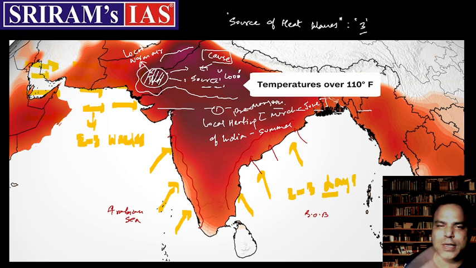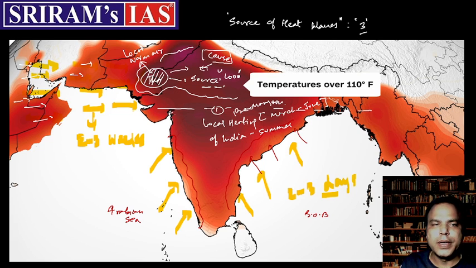This is one reason. The second reason is the temperature produced because of the incoming winds from the Arabian Peninsula or from Africa. These winds are coming from the hot deserts of West Asia, and it's a dry wind, dry and hot air. So this also concentrates the heat waves or warm air mass.